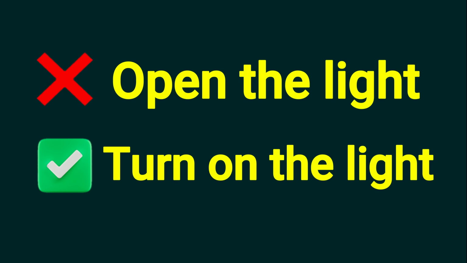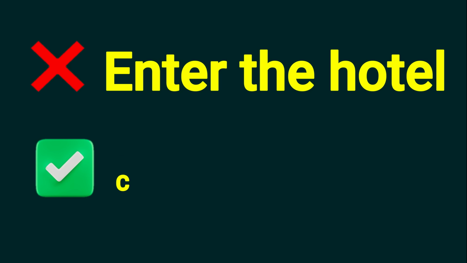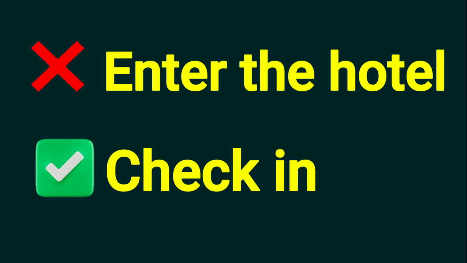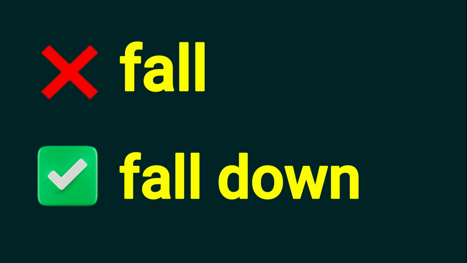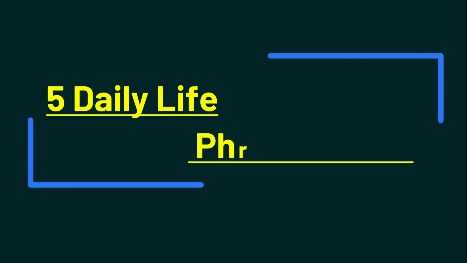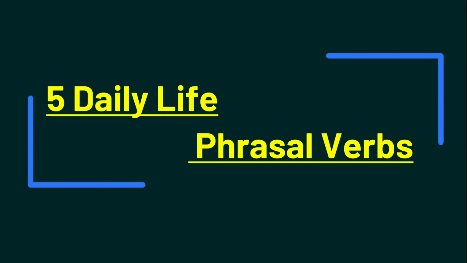Do you turn on the light or open the light? Do you check into a hotel or just enter it? And someone slips, do you fall or fall down? If these small English phrases confuse you, so this video is exactly for you. In this video, you will learn 5 daily life phrasal verbs. So let's start.